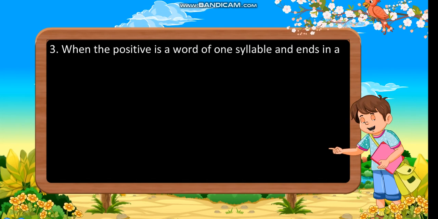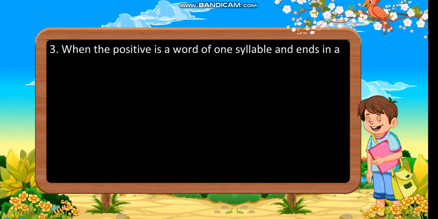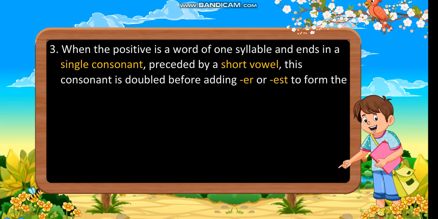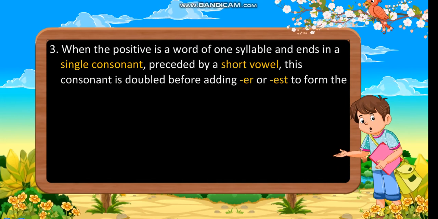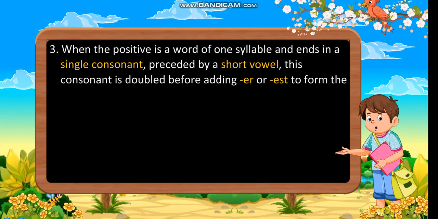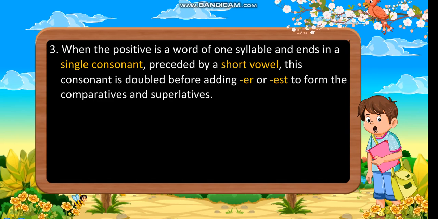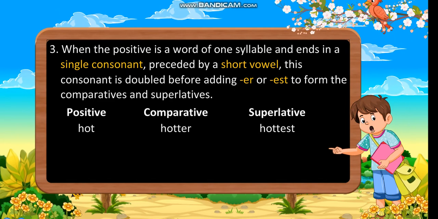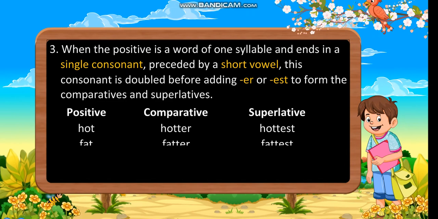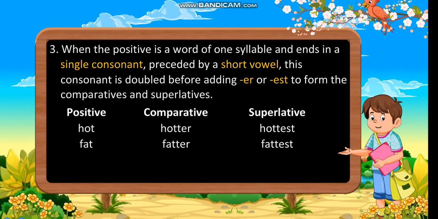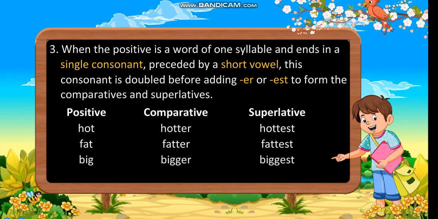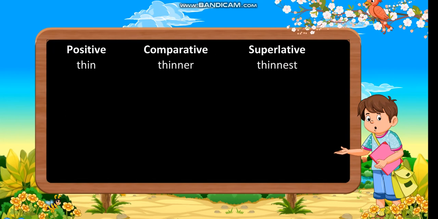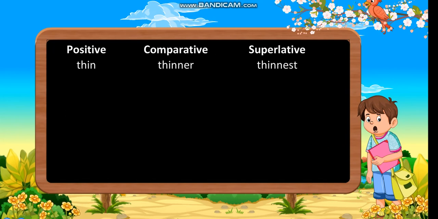Third, when the positive is a word of one syllable and ends in a single consonant preceded by a short vowel, this consonant is doubled before adding er or est to form the comparatives and superlatives. Positive, comparative, superlative. Hot, hotter, hottest. Fat, fatter, fattest. Big, bigger, biggest. Wet, wetter, wettest. Thin, thinner, thinnest.